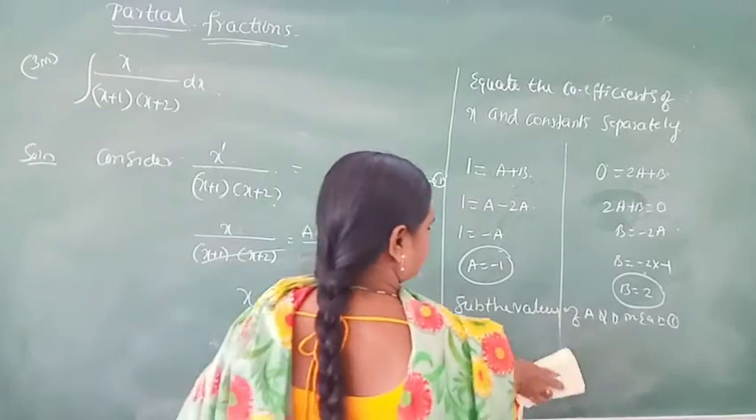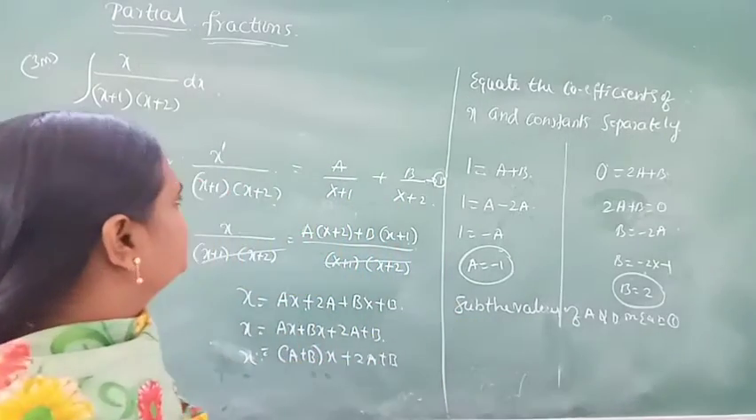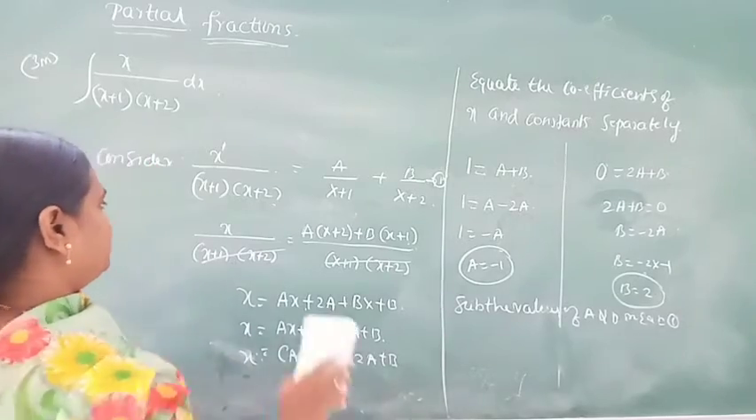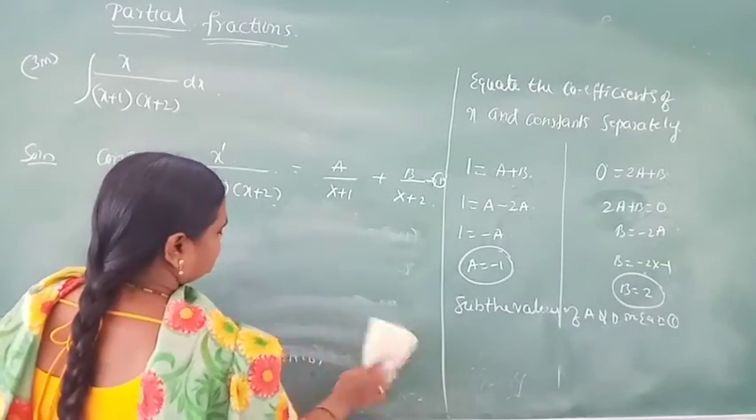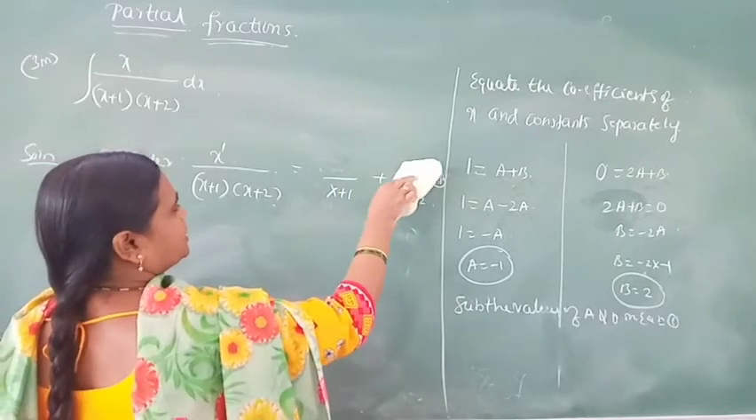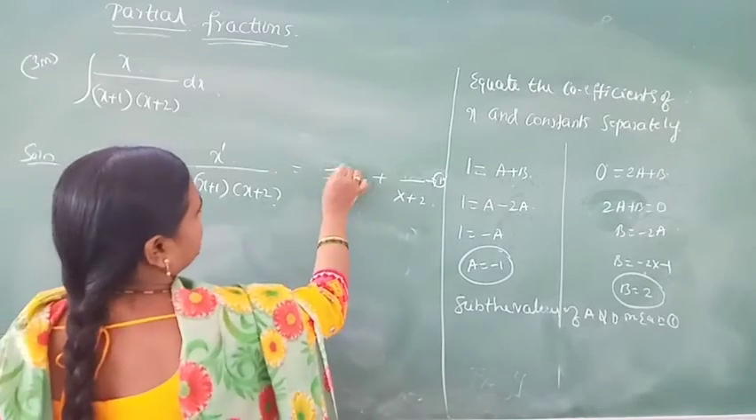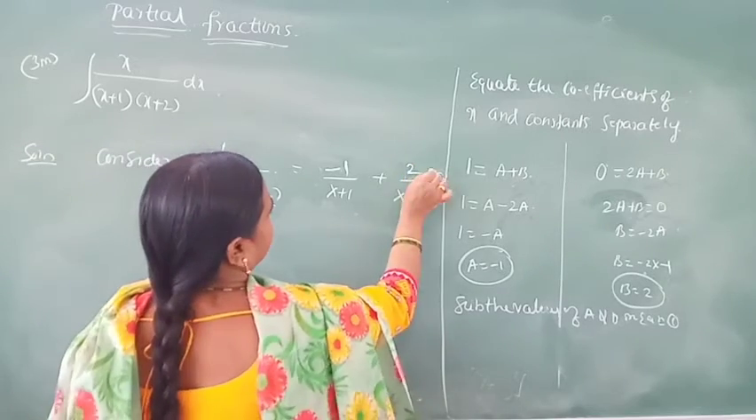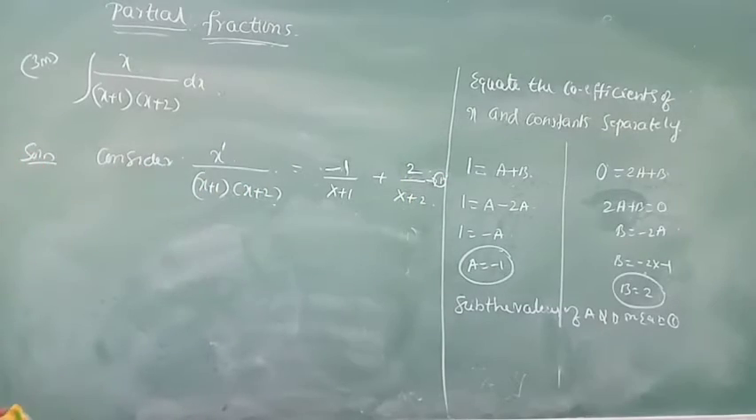We get what we get, it is written like this. Replace a and b with their values. What is your a value? Minus b. Okay. But this is just what we have done, partial fraction.